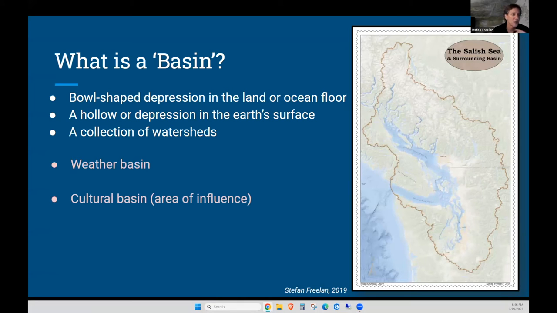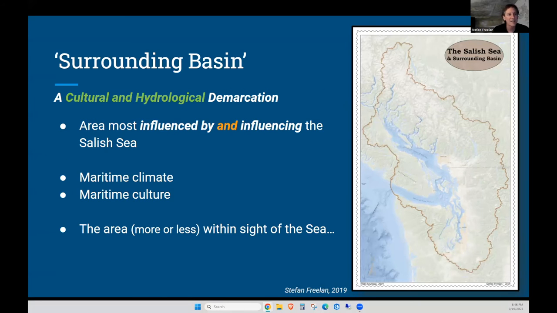There are other uses. There's a weather basin or a cultural basin. A radio station has referred to its listener base as a basin. So it was that kind of thing. And what we were going for here was not just the hydrological watershed, but also the cultural watershed, the culture area. We wanted to capture that area that has the maritime climate, has the maritime culture, is influenced by and influences the Salish Sea itself.